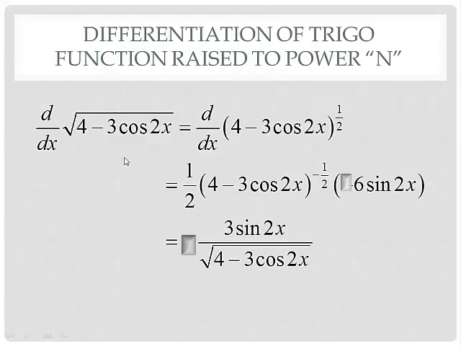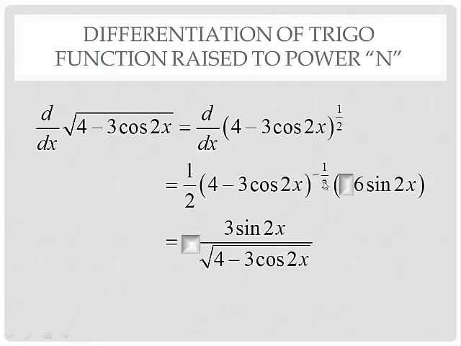What if the Trigo term involves a square root? So in this example, we have the differentiation of the square root of, open bracket, 4 minus 3 cos 2x, close bracket. So again, we rewrite the differentiation into the open bracket, 4 minus 3 cos 2x, close bracket, power half. The power half is due to the square root.